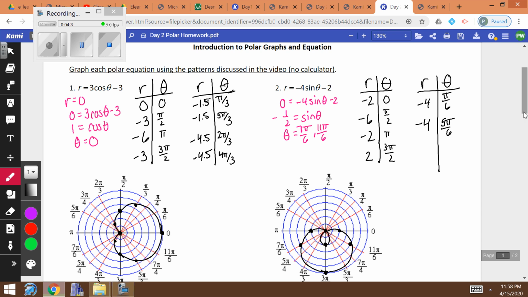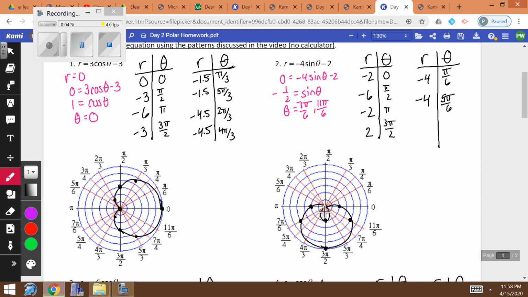All right, looking at number 2 to talk through this one. I solved it when r is 0 to find out how many times it crosses through the pole, and it crosses through the pole in 2 different places here. That tells me that it's going to be that limacon with that inner loop, the loop inside the loop here, because it crosses through twice along the way. So what it does is it goes in the loop and crosses through, and then comes out of the loop and crosses through once again. That's why it has 2 points. If you were to trace over it, it would trace over that twice. So it crosses through 2 times.